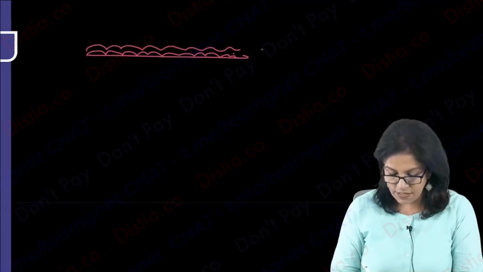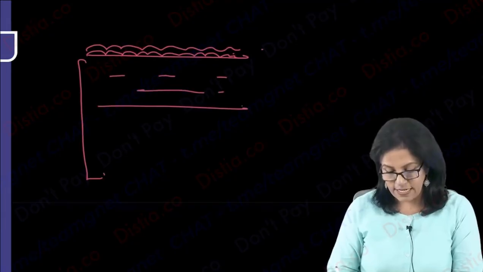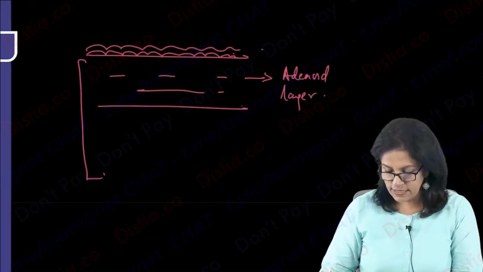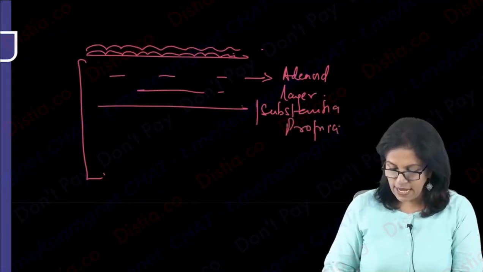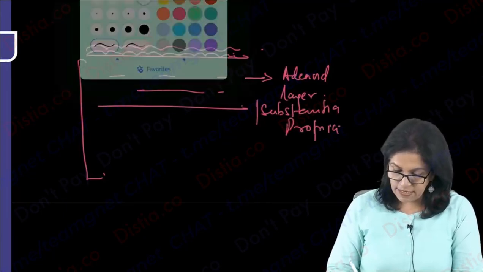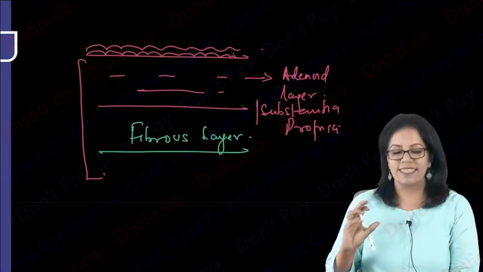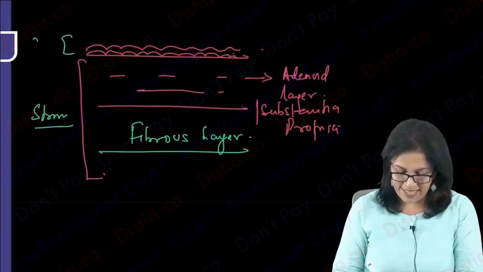Now the stroma further is divided: the loose connective tissue is what is called the adenoid layer, and this adenoid layer is the substantia propria. And what is the lower one? This is your fibrous layer. The next one is your fibrous layer. It is more dense. So this whole thing is stroma, and this is your epithelial layer.